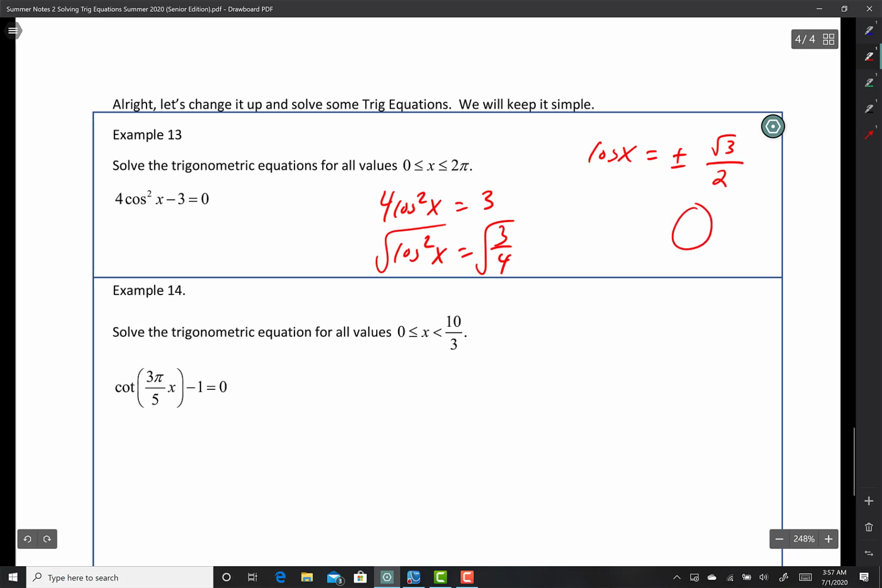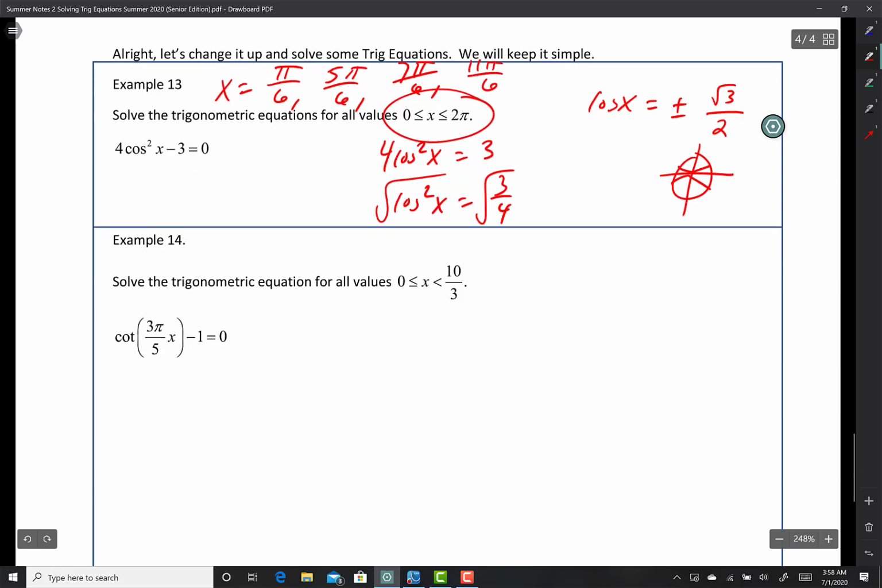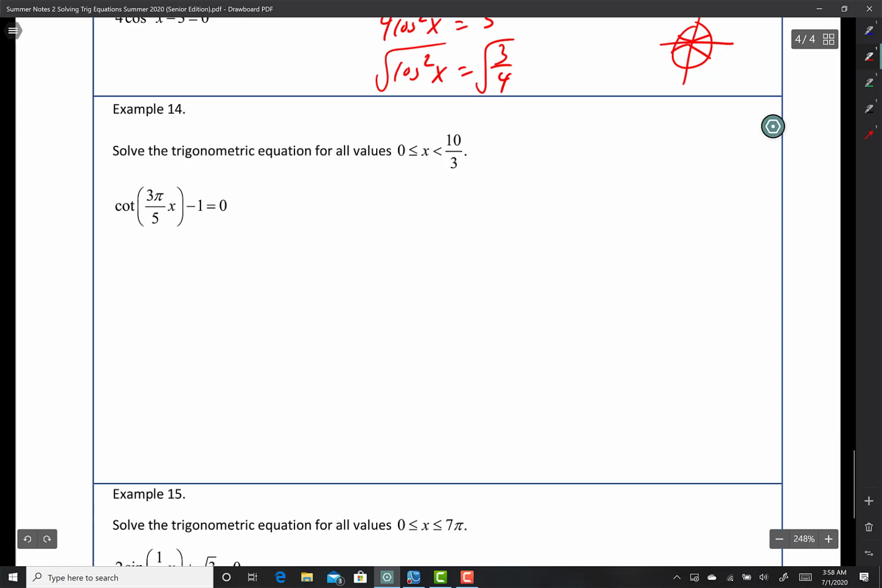And then on the unit circle, where do you get plus or minus square root of 3 over 2 for cosine? What happens at all the ones that are over 6 there? So I'm going to say x equals, well, between 0 and 2 pi, right? Pi over 6, 5 pi over 6, 7 pi over 6, and 11 pi over 6. And there it is, guys. Straightforward.